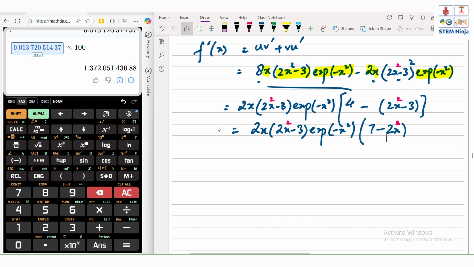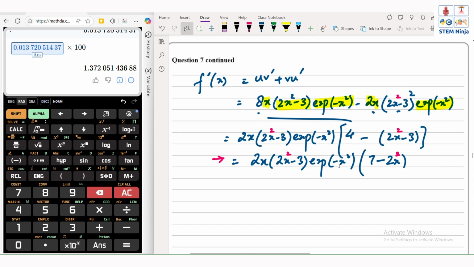2x squared. So this was the form that they are asking us to leave it in. Oh no, sorry. Yeah, right. Okay.